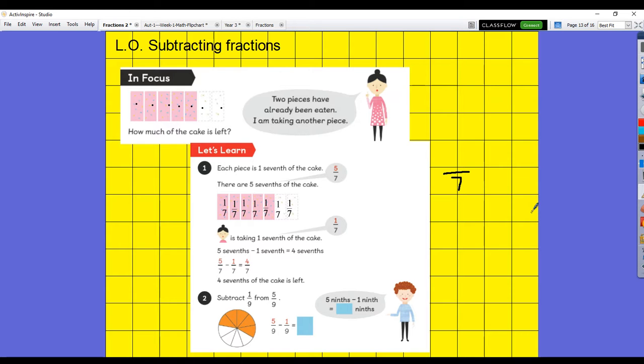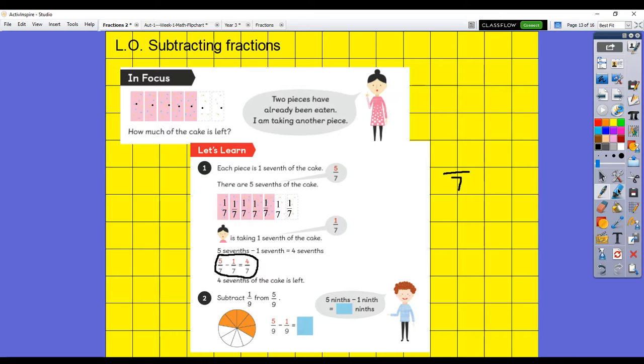There are 5/7 of the cake, okay? And she's going to take 1/7. So our calculation is going to be 5/7 take away 1/7, which equals obviously going to be 4/7 because 5 take away 1 is 4. And our denominator, the amount of parts we have, doesn't change. Okay, so 4/7 of the cake is left.